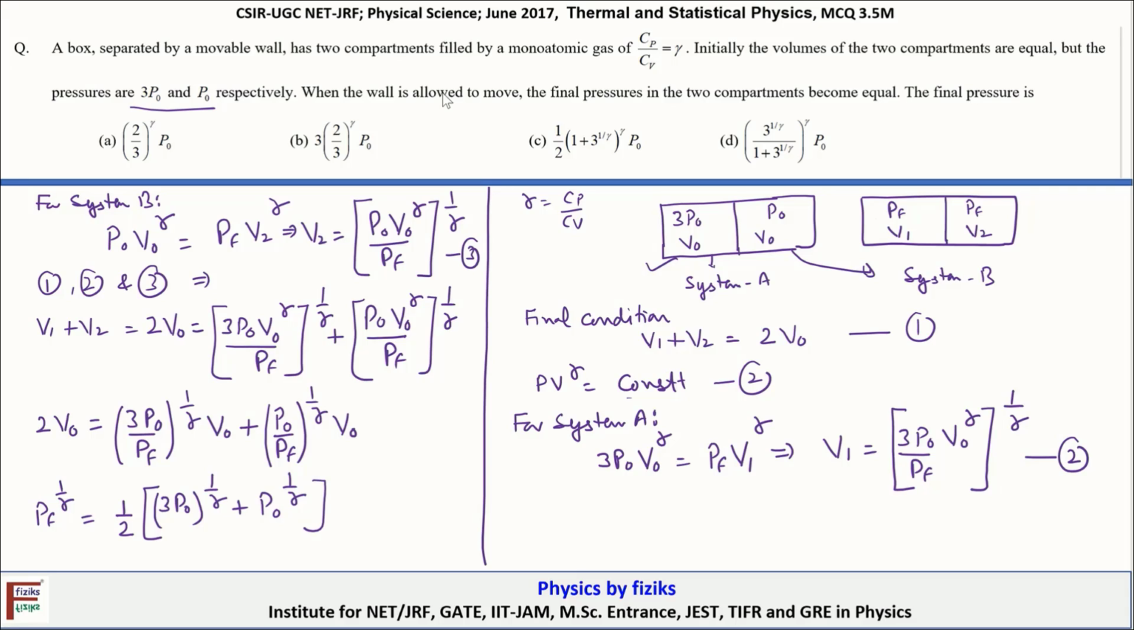Okay, let's move to the next page. I think I will not be able to finish it here.